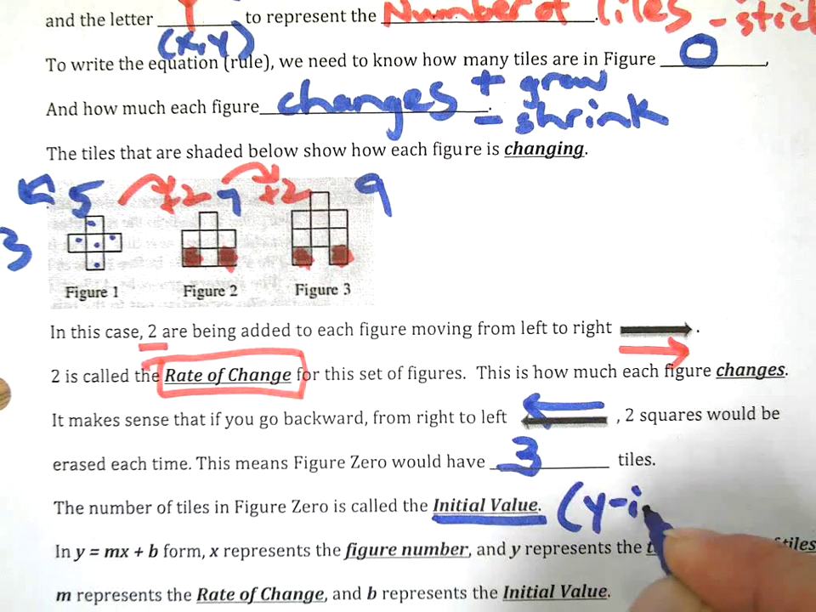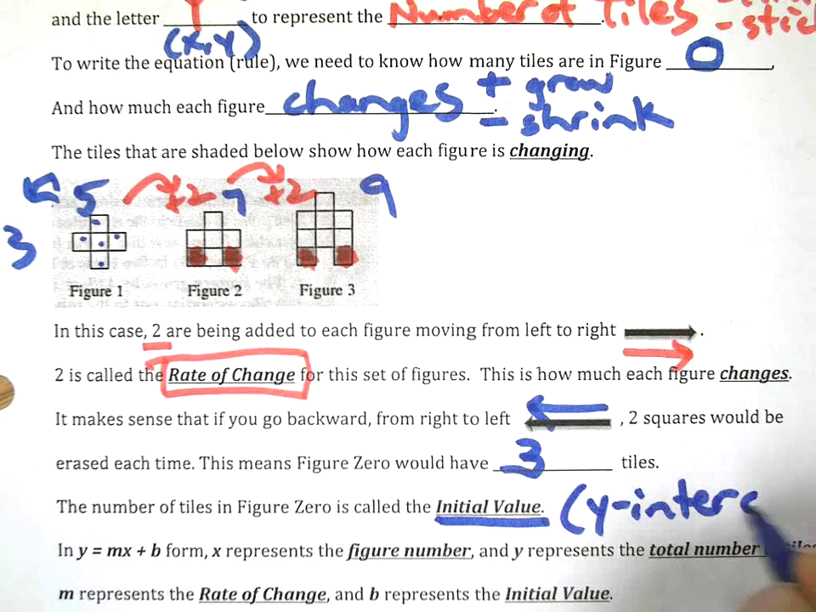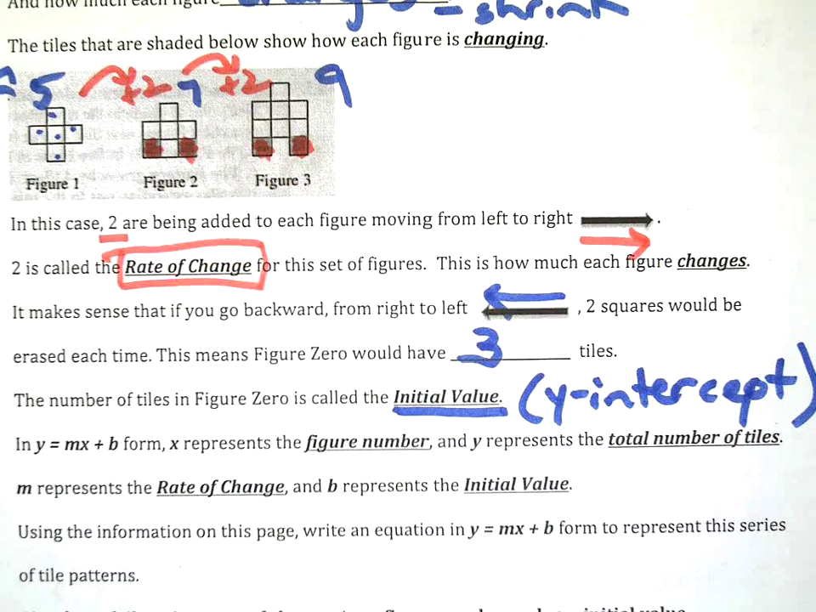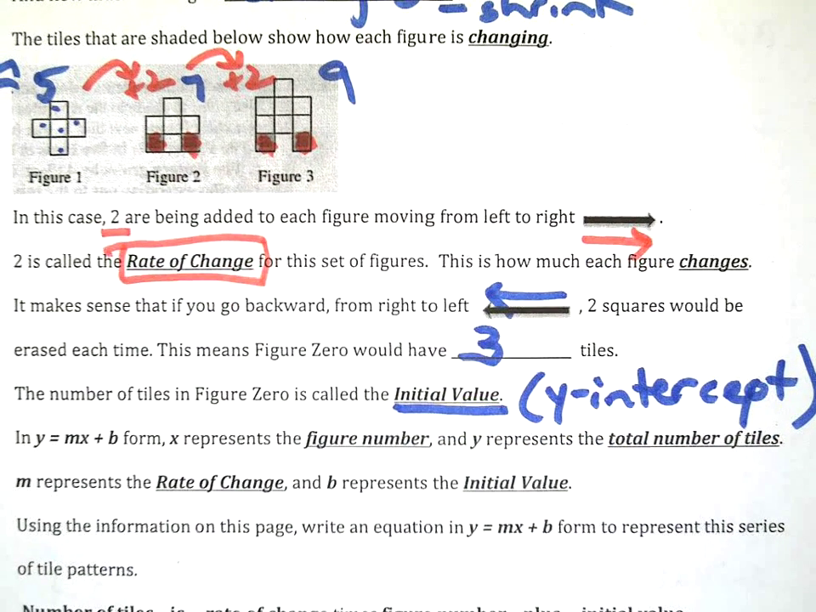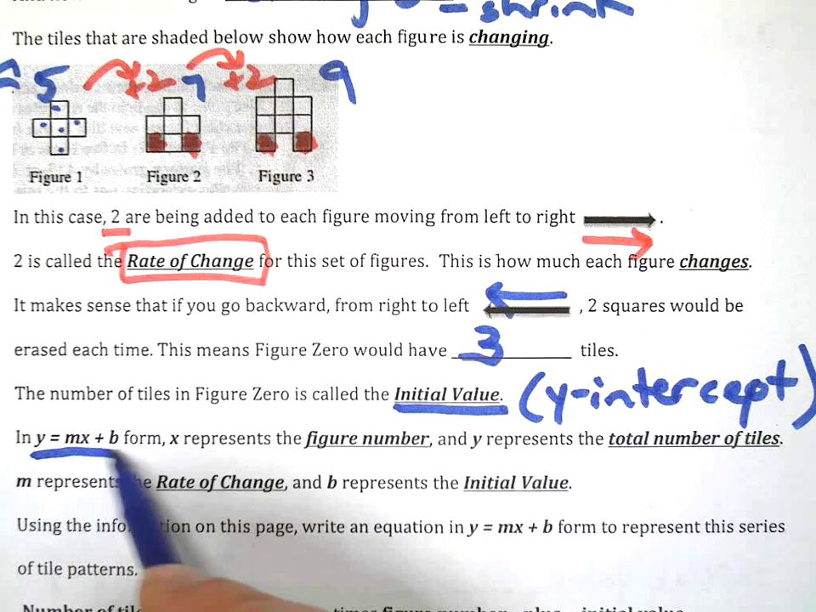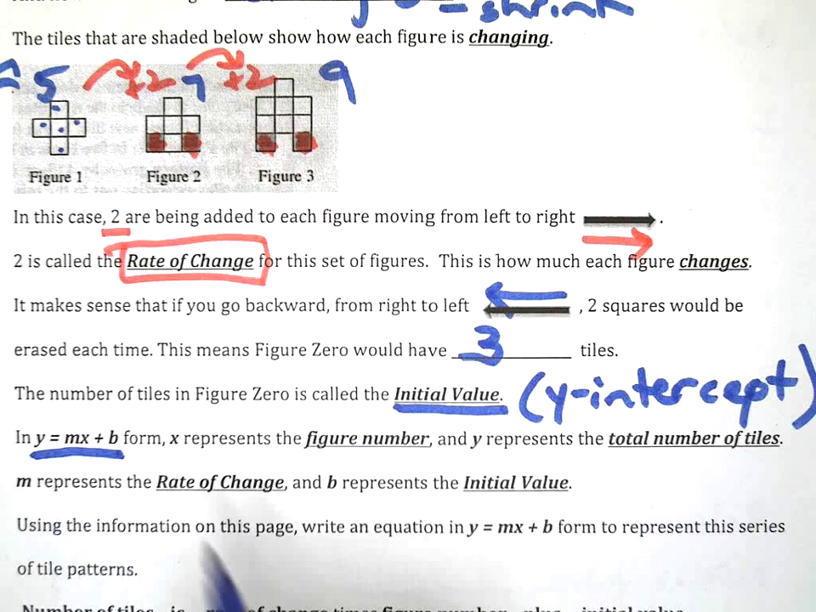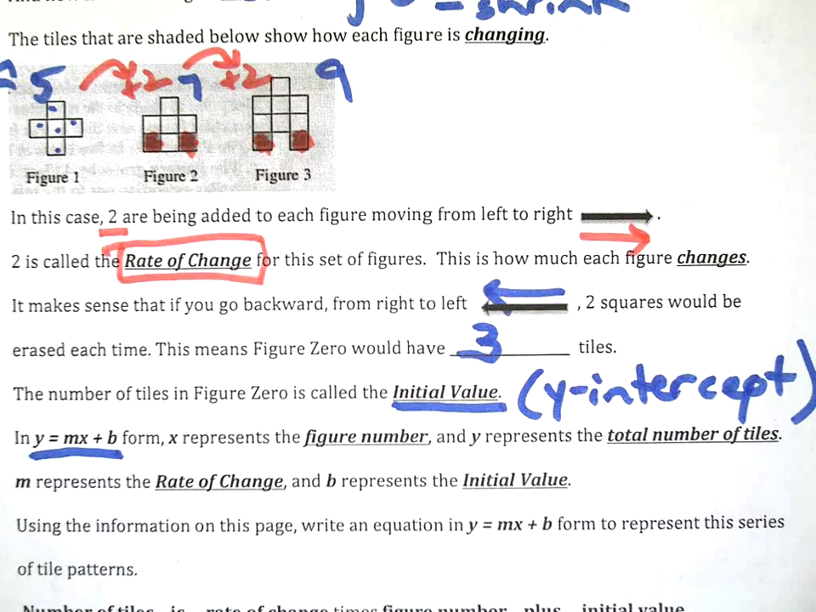The number of tiles in figure 0 is called the initial value. Later on in algebra, you're going to learn that that is the y-intercept. We can use those words interchangeably here. They can be substituted for one another. So in y equals mx plus b form, x represents the figure number and y represents the total number of tiles.